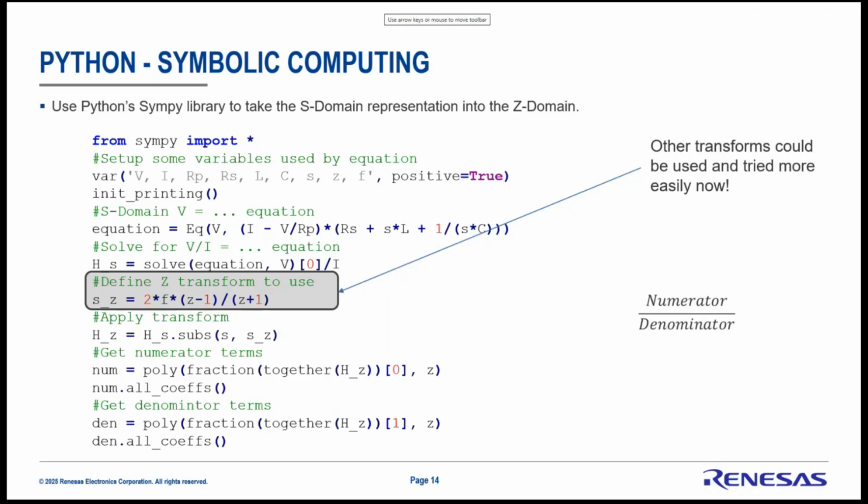For the top line here, it sets up some variables. I have no idea what positive equals true does. He just told me to write it. Init printing, I copied and pasted what he had. Then I've written the equation in here, V equals that. Then this tells it to solve the equation for V divided by I, which will give me H of S. I've then got S of Z, which is basically my bilinear transform. I tell it to substitute it, and I can then get it to print it all out.